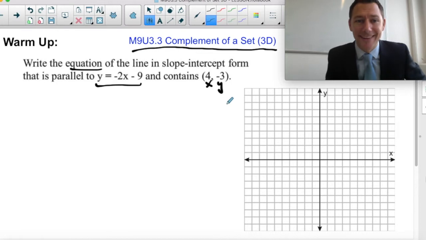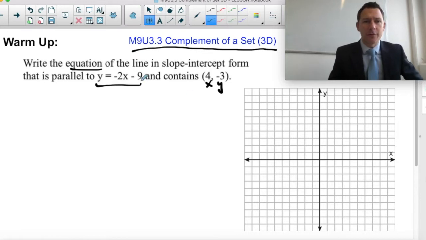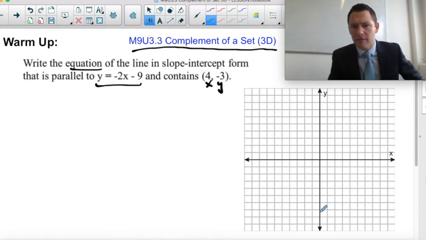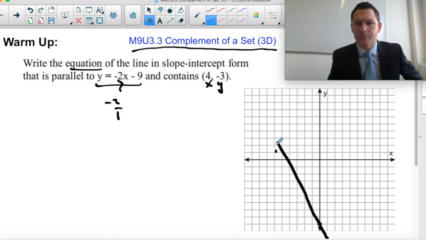Pause me. Okay, so this line looks like this. It starts at -9. 1, 2, 3, 4, 5, 6, 7, 8, 9. Starts there, and it has a slope of -2, which is -2 over 1. So it rises -2 and runs 1, or you could think about it going backwards 1 and up 2. Either way, you're on this line.